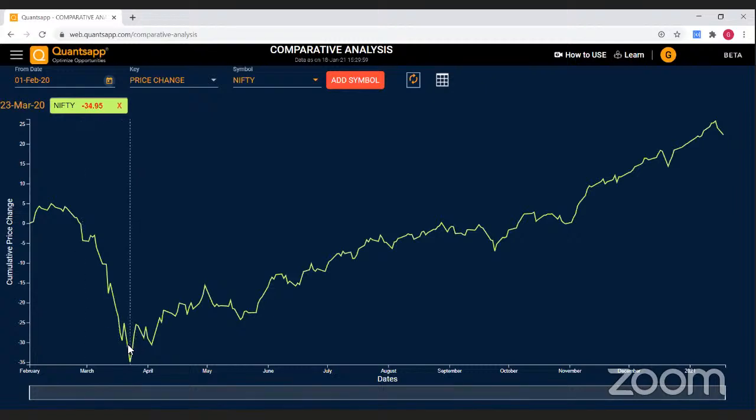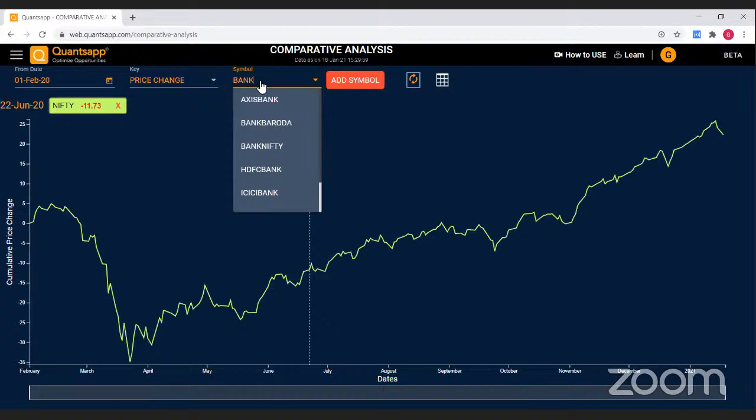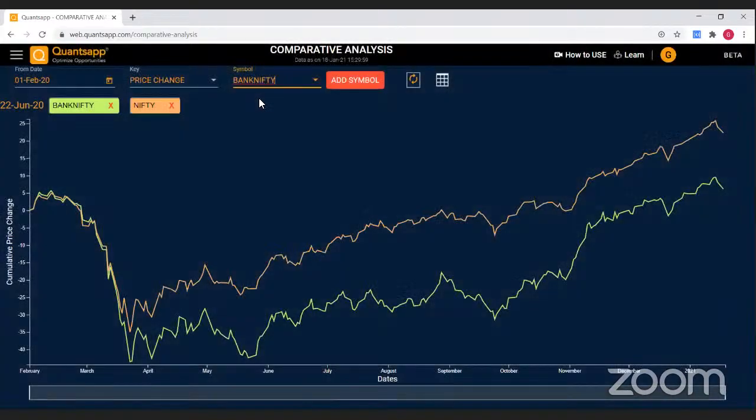So this gives me the significance of a particular index or stock and how it has moved. Now let's add here. If I want to look at Bank Nifty along with Nifty, I will search Bank Nifty. Now I want to see how much Nifty and Bank Nifty have moved. We are taking the initial price, the initial session, as the 1st of February. You can see here, on the 1st of February, Bank Nifty and Nifty both are zero.